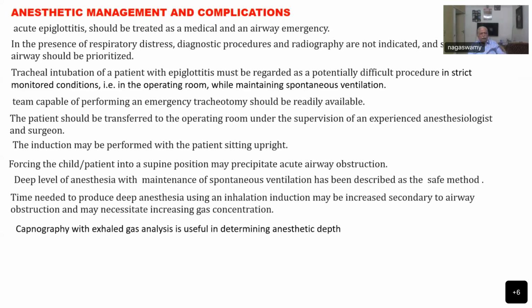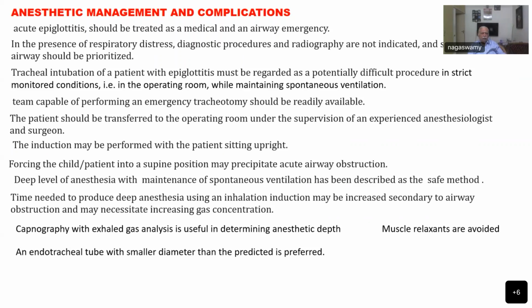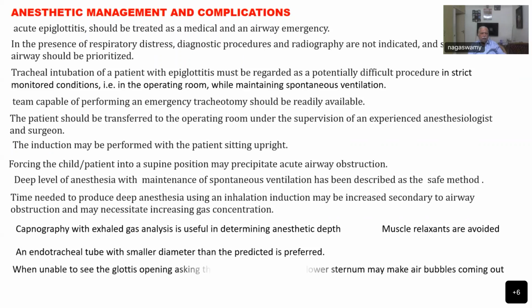Capnography with exhaled gas analysis will also help you to determine the depth of anesthesia. Muscle relaxants are to be totally avoided. An endotracheal tube with a smaller diameter than predicted is preferred. When unable to see the glottic opening, asking the assistant to press the lower sternum may make air bubbles come out of the trachea through the glottic opening, and that will give you a clue to pass a bougie and then thread your tube.